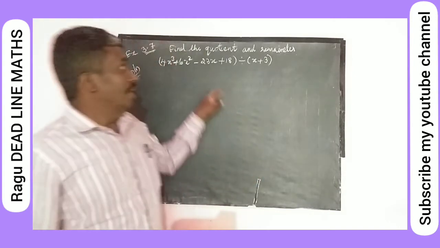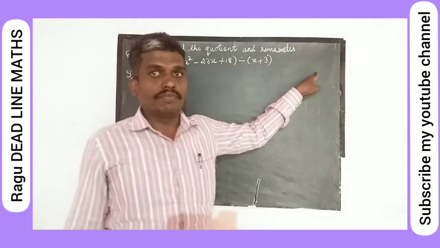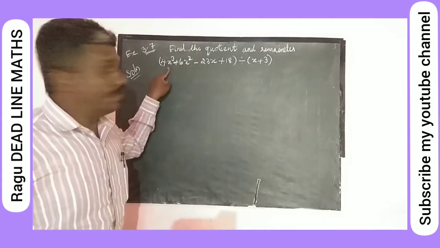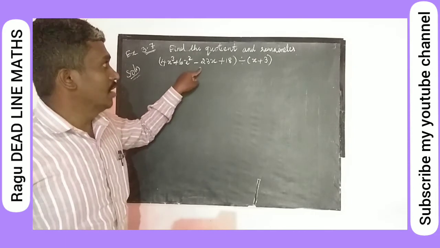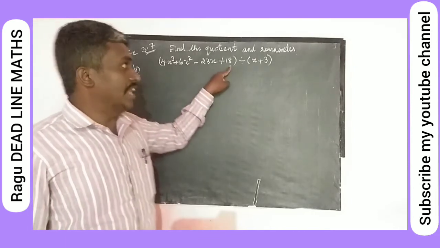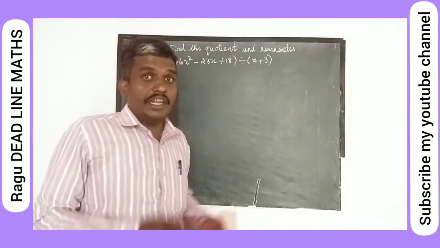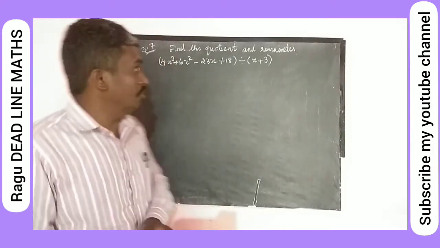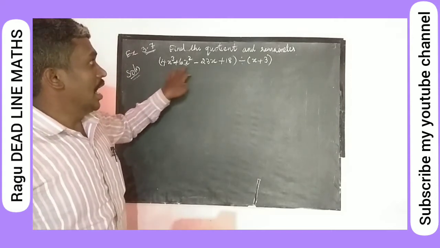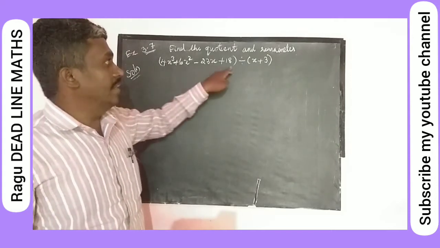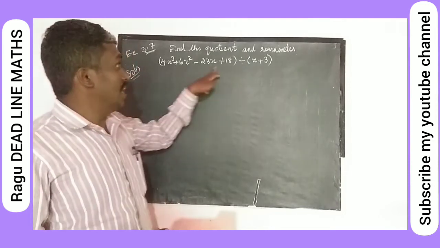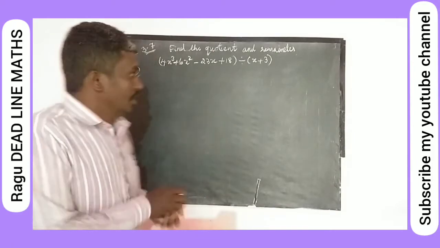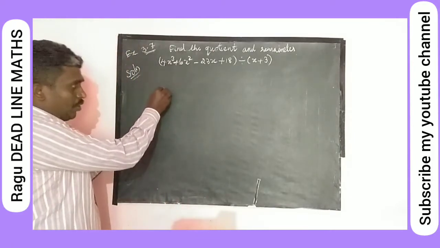The question is to find the quotient and remainder when 4x power 3 plus 6x square minus 23x plus 18 is divided by x plus 3. First, the dividend needs to be in proper form, with x power 3, x square, x and the constant. If any term is missing, you have to add it with 0. So let's go for the solution.